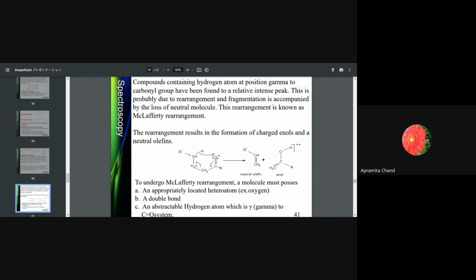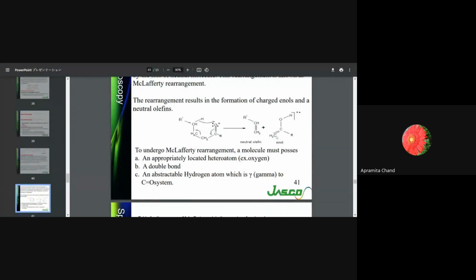ये bond जाके यहाँ पे आ सकता है. The double bond of the C double bond O can break, and again this rearrangement can happen. So we will get a neutral olefin molecule and an enol. Okay, we can have an enol. So this kind of rearrangement is also possible.